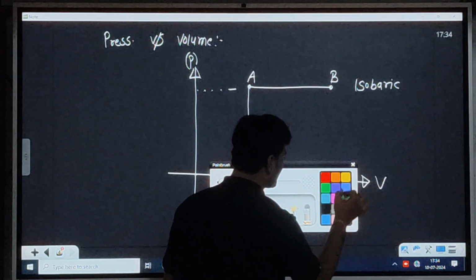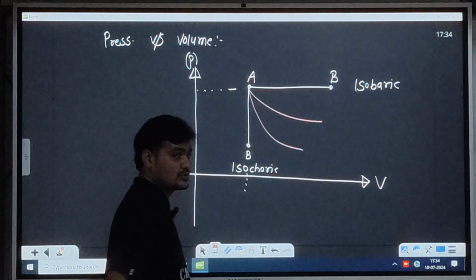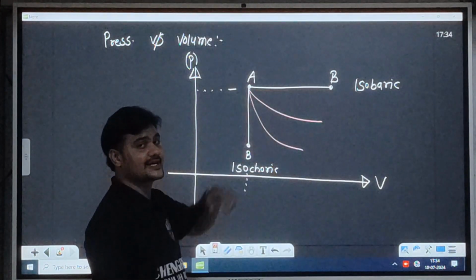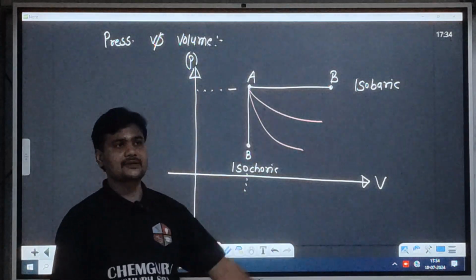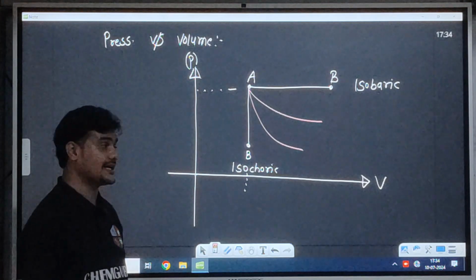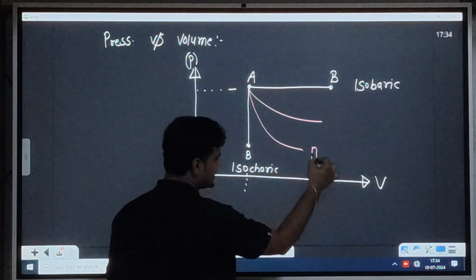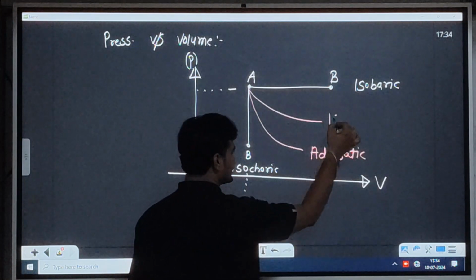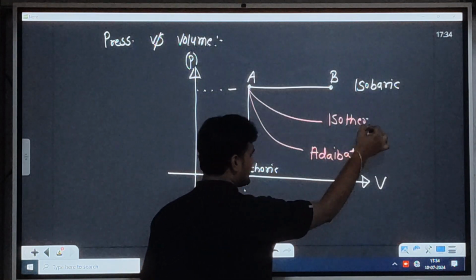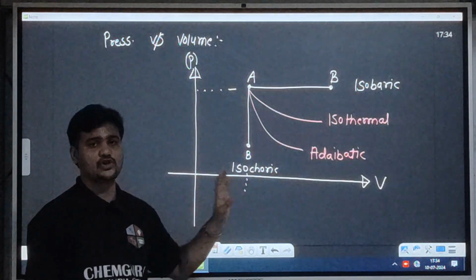Again, there are two processes remaining. The first one is adiabatic and another one is isothermal. So which one is adiabatic and which is isothermal? I give you a hint. If the slope is greater, then it is called an adiabatic process. Obviously the slope here is more, so I can write it as an adiabatic process, and the one remaining is called an isothermal process.